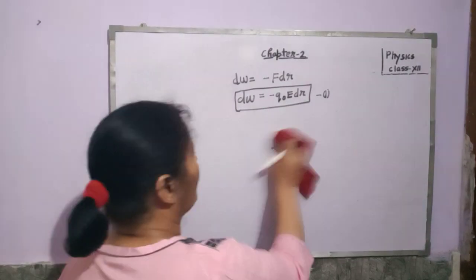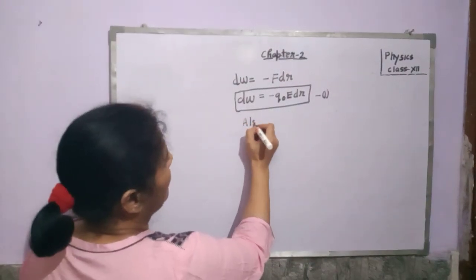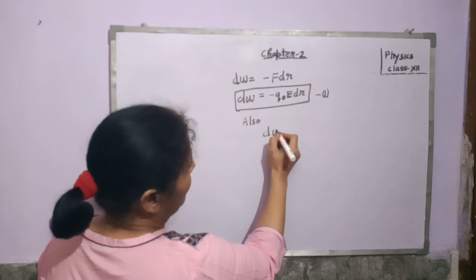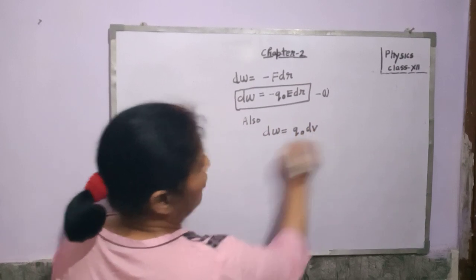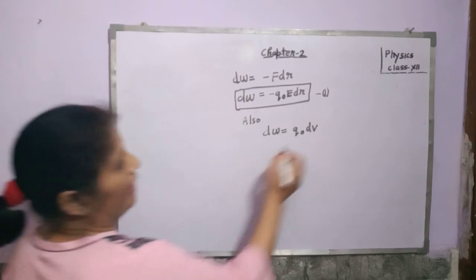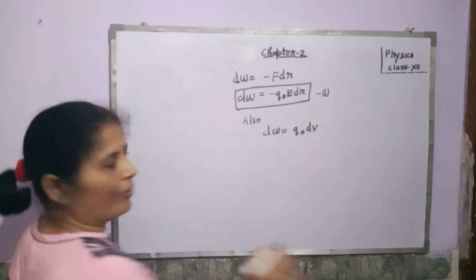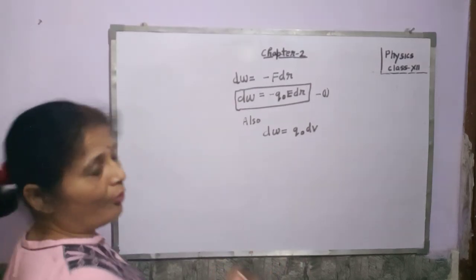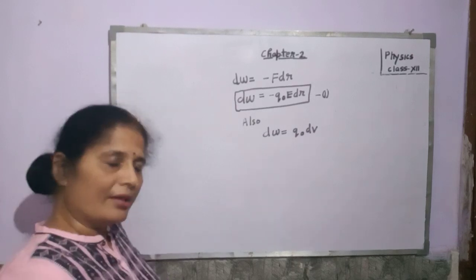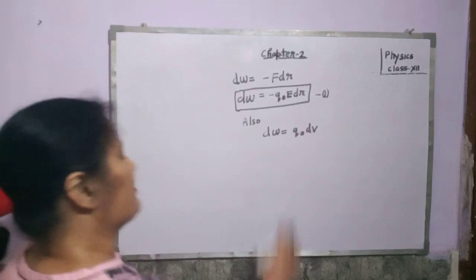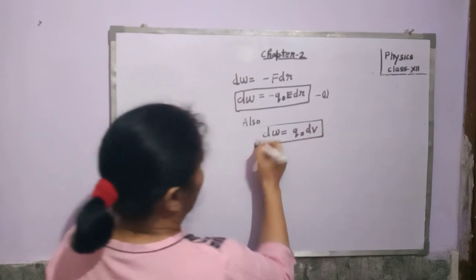Here is dW. Also you can write here dW is equal to q naught into dV, the small value of the potential. Therefore I have written here dV, the potential difference between the points A and B, because the points A and B are close to each other. Therefore the potential difference between them is also very small. That's why it is denoted by dV. Now this is your equation number 2.